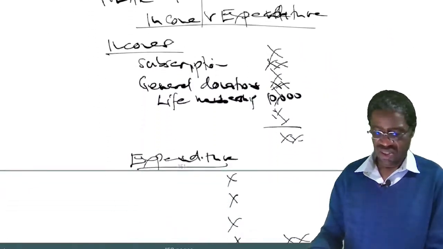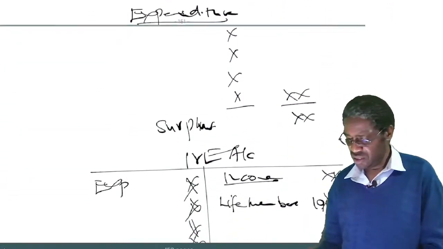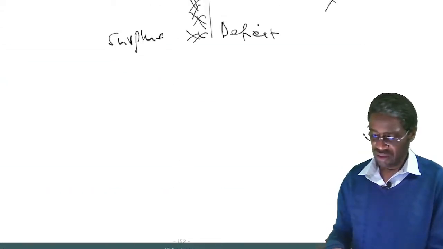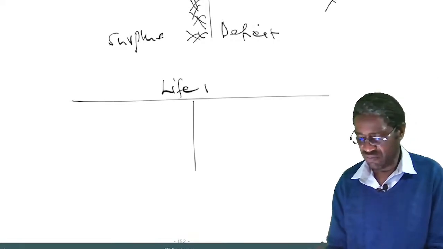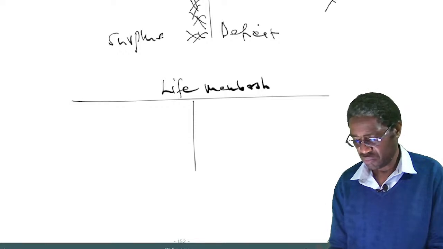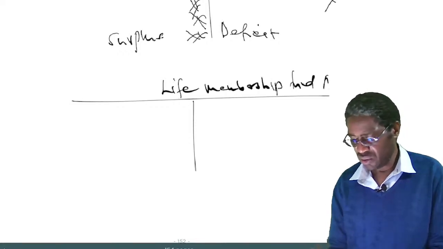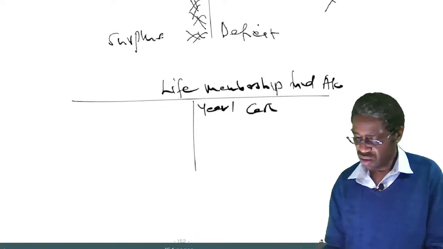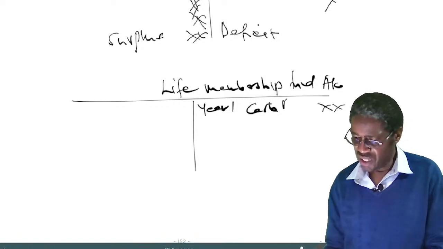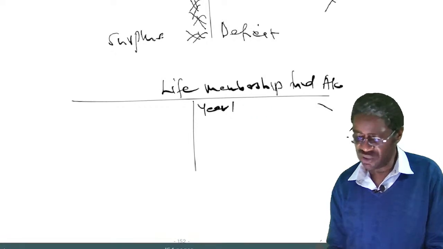Good. Maybe for the sake of remembering, just show something like this, like you're preparing this account. Come and see your life membership fund account. Then you come and see here, maybe year one, whichever the year, cash. Whatever it is, cash received. Maybe you can put it that way. This is cash received.